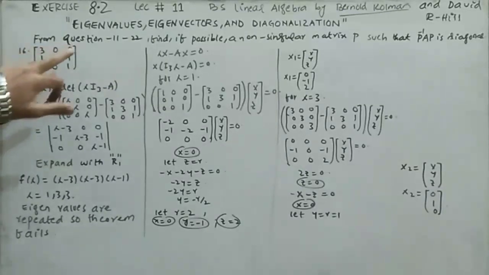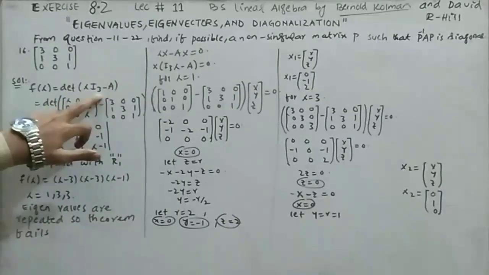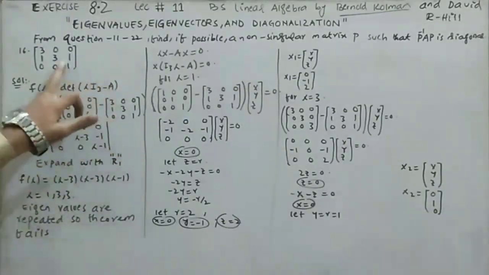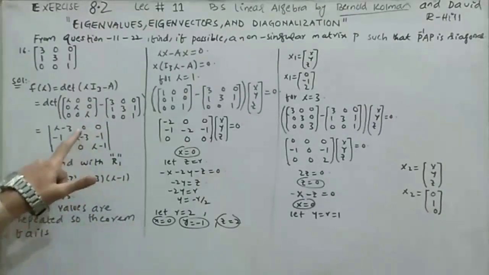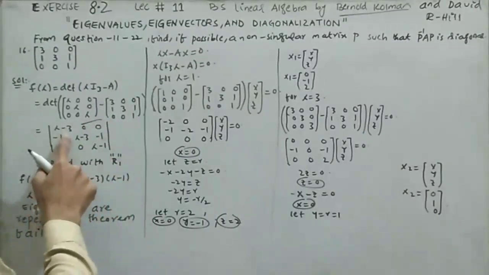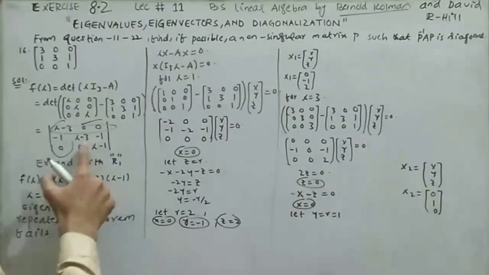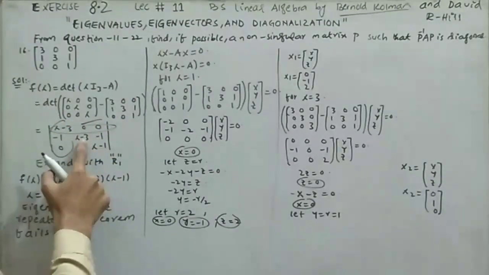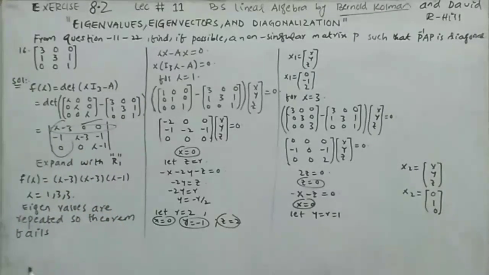Question number 16, the matrix 3 0 0 1 3 1 0 0 1. So f of lambda is equal to the determinant of lambda I3 minus A. So lambda multiplied by I3 will give us this, minus A, the original matrix. By simplification it gives us this matrix. Now expand with R1. So these two entries will give me 0 and I am left with lambda minus 3. So for lambda minus 3, cross this row and this column, we are left with lambda minus 3, minus 1, 0, lambda minus 1. Taking the determinant, it gives us lambda minus 3 into lambda minus 1, and this gives us 0. From over here I get the values lambda 3 and lambda 1.